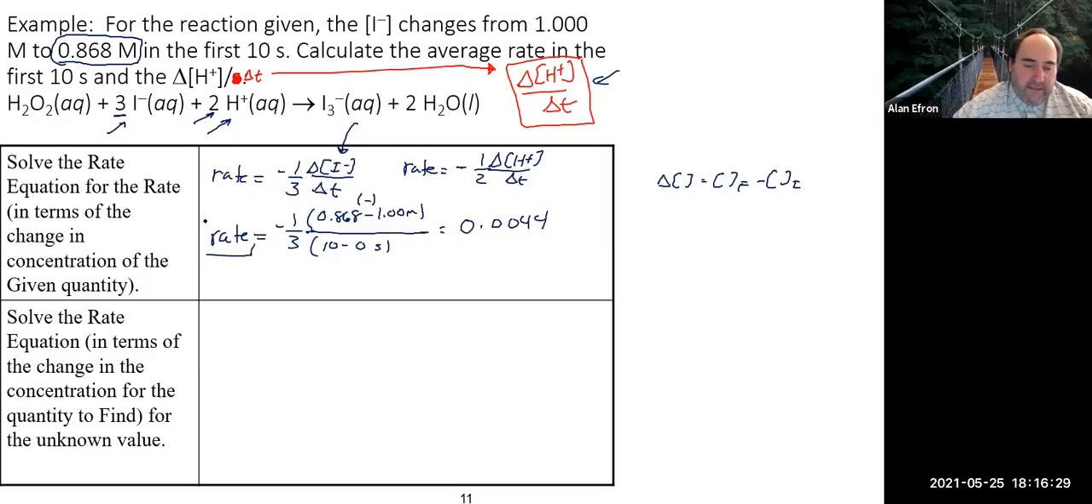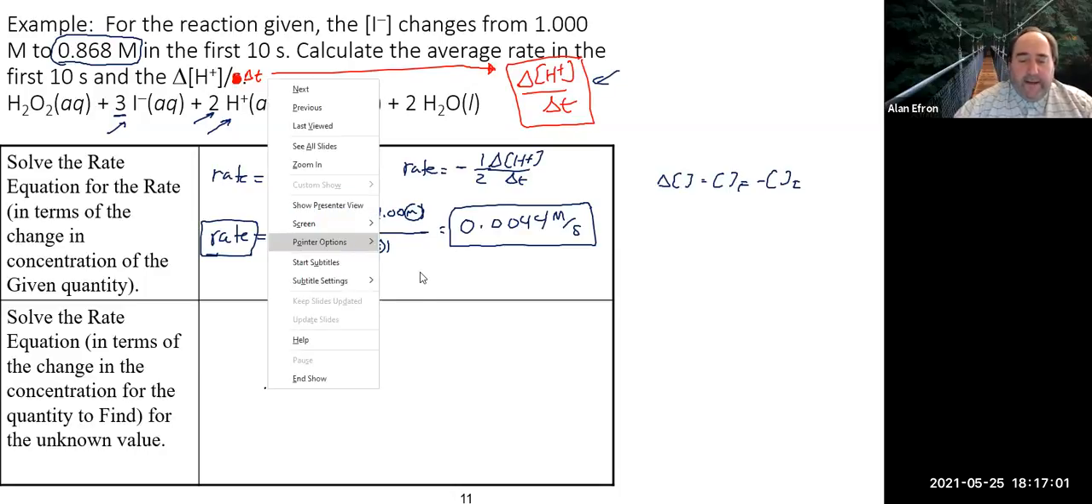So remember that the rate does need to be positive. Just simply taking the difference and not really doing final minus initial, you may still end up with a negative, which technically would be incorrect for the rate. Also, there are some units here. Molarity is on top, seconds is on the bottom, so nothing has really changed or canceled, and it would be 0.0044 molar per second. Any questions first off on that part of the calculation?